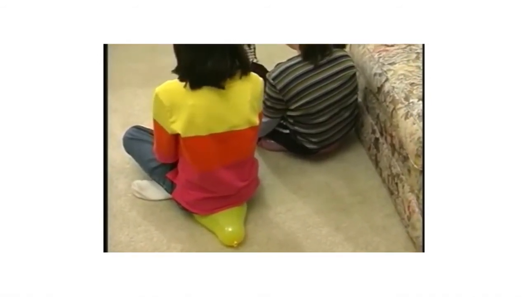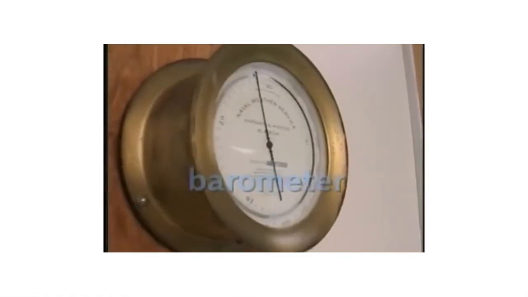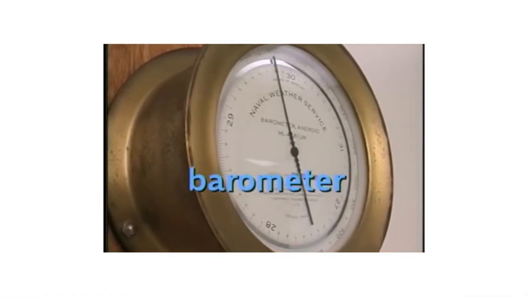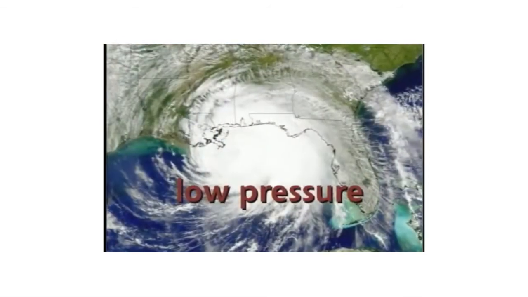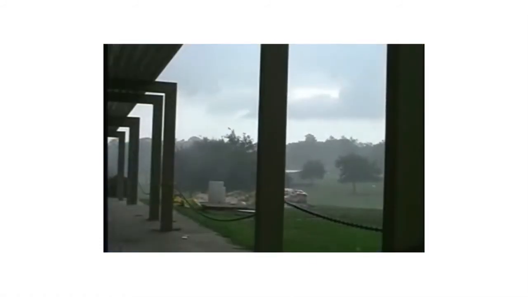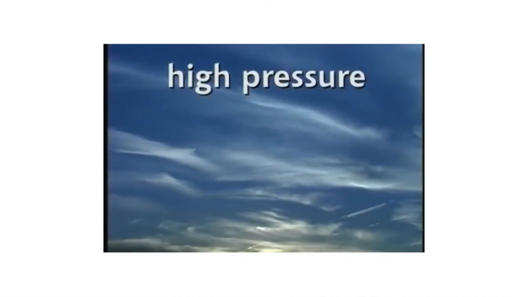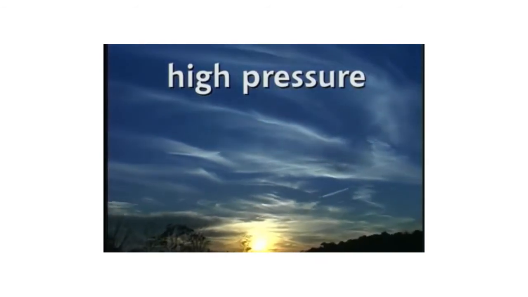To measure how strong the air is, we use an instrument called a barometer. When the barometer shows a lower number, we say the air pressure is low. Low pressure comes along with cloudy weather and sometimes stormy weather. When the barometer shows a higher number, then the air pressure is high. High pressure brings clear skies and usually dry weather.